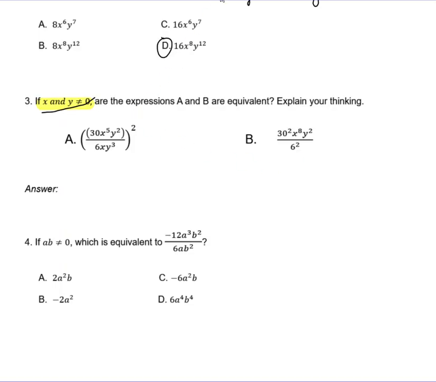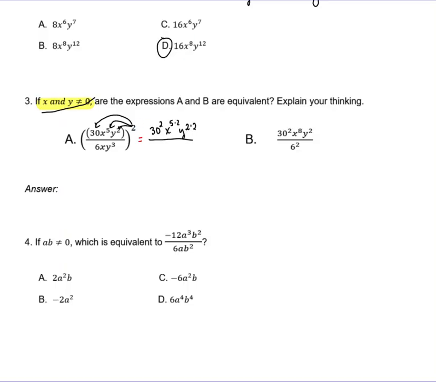All right, so for this one, for us to distribute this 2, we have to know that it goes to the numerator. So the 2 goes to everything in the numerator, like that, and also the denominator. So let me do the numerator first. That's 30 squared, and then x, 5 times 2. X to the 5th power squared would be x to the 5th times 2. And then y, 2 times 2. Okay, so we'll simplify that in just a second.